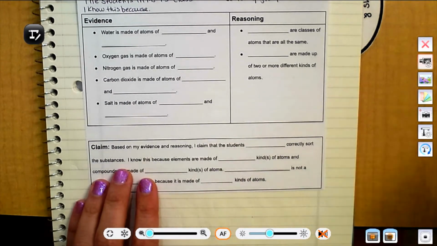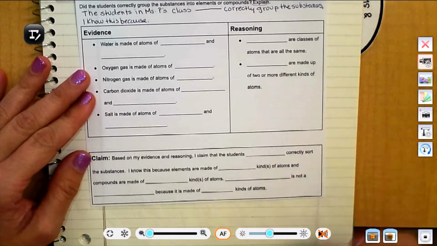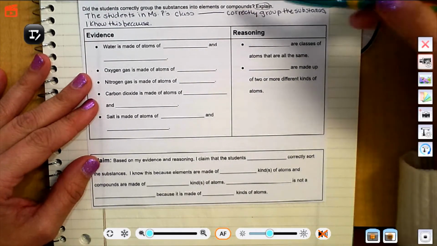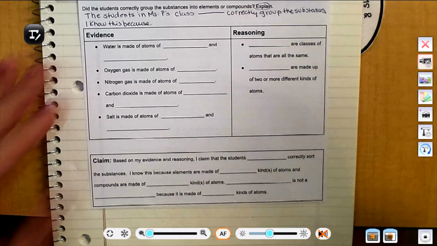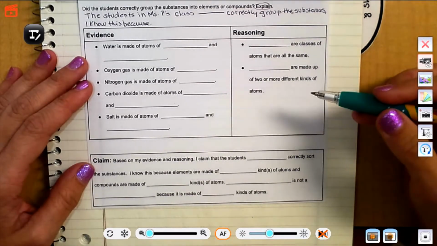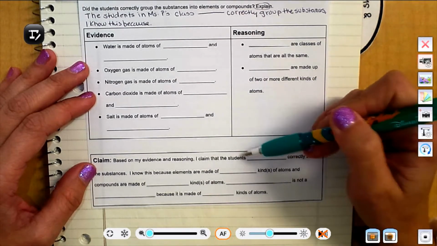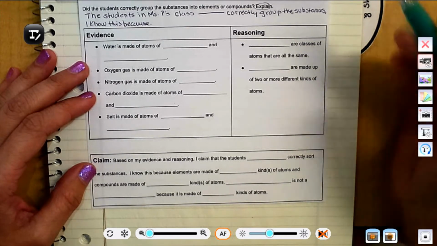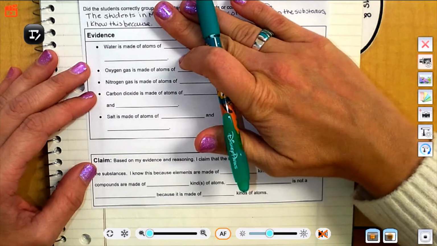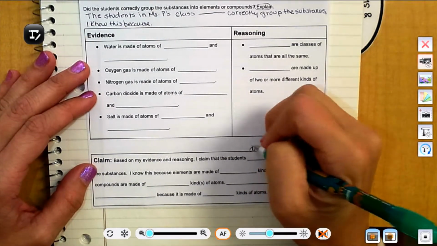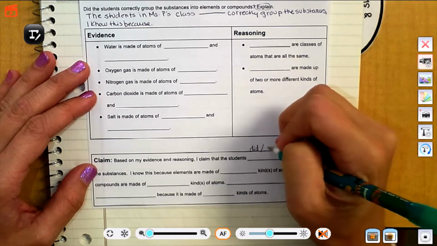So this is what you would write as like a solution or something like that. Maybe like what you would write here. This is going to be like we took what we wrote here and we're going to extend it and make it bigger. Based on my evidence and reasoning, I claim that the students, so whether you set it up here or not, we're going to go back and decide here, did or did not. So here you're either going to write did, or you're going to write did not, you pick.